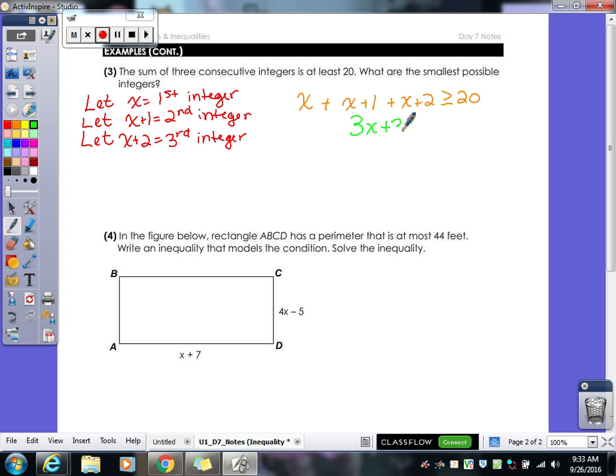So combining our like terms, I get 3x plus 3 is greater than or equal to 20. So subtract 3. Divide by 3, we're going to get a decimal.